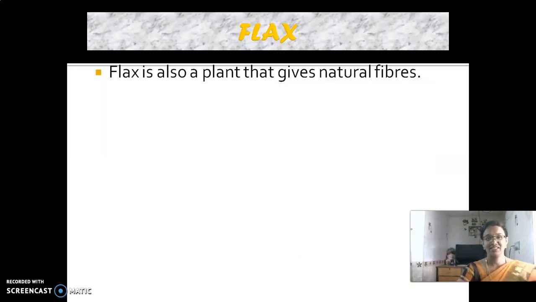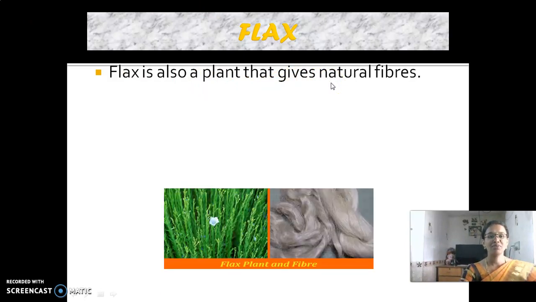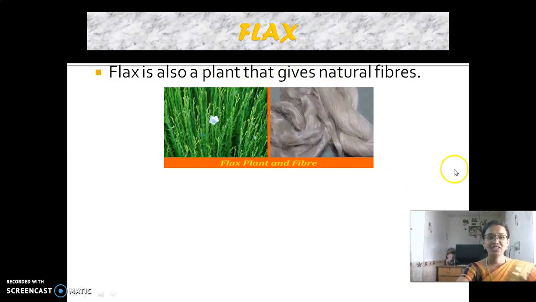And then flax. Flax is also one of the natural sources of fibers. That is a plant fiber. Flax is also a plant that gives natural fibers. Look at here. What is this?